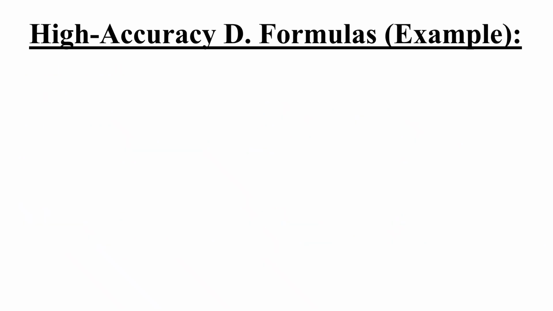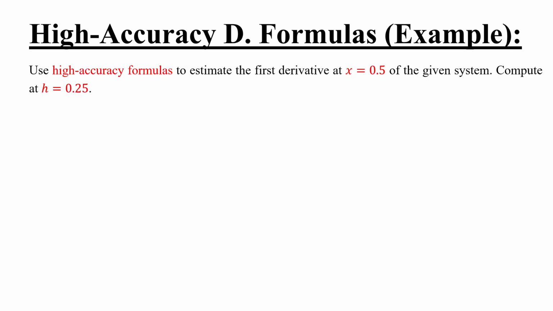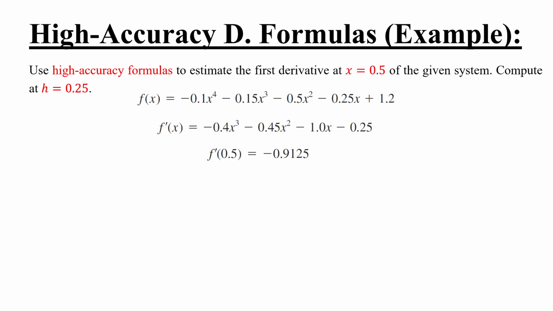Now we see how this high accuracy formula affects the accuracy of the solution. So let's see. Now what we did here is that we use high accuracy formula, but with h is 0.25, so we reduce the h as well. So let's see how much accuracy we can get from this. So this is the same example as in the previous video we used for forward, backward and central difference. So we calculate the true value.